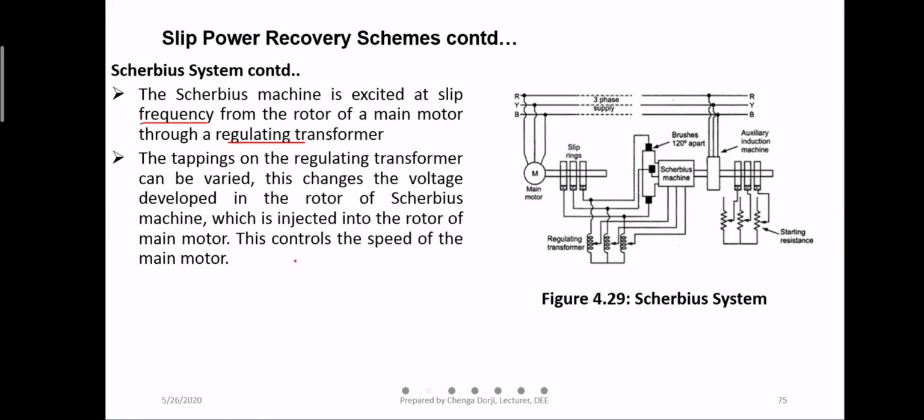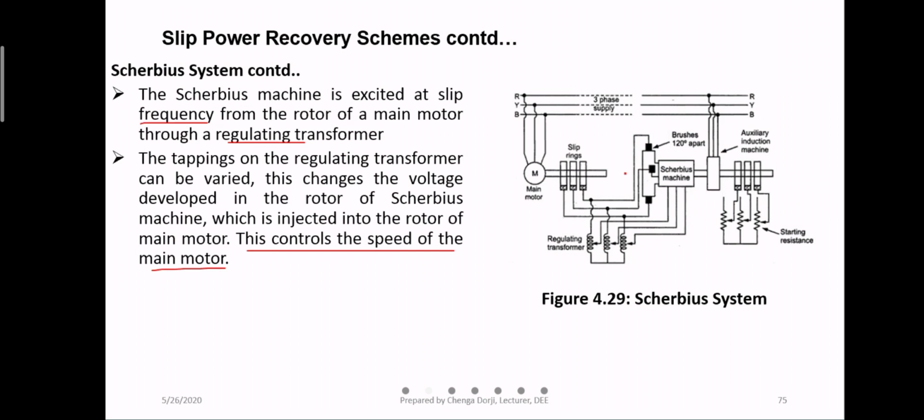The tappings on this transformer can be varied, just to change the voltage here. So this changes the voltage developed in the rotor of the Scherbius machine, which is injected into the rotor of the main motor. This controls the speed of the main motor. So this is how the speed is controlled, by changing the regulator.